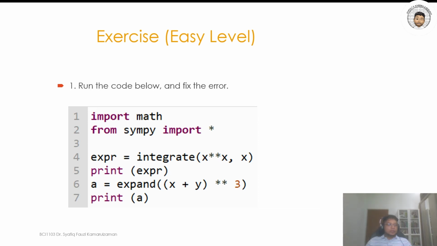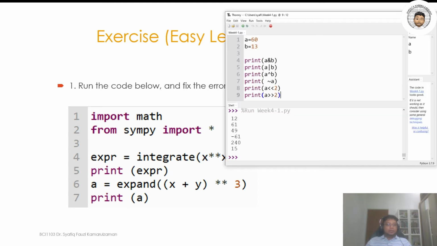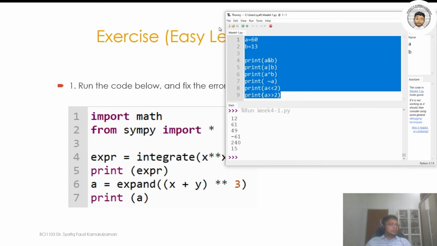You guys can do it or not? Simple one. Any problem? Okay, easy. So this one is for integral. Let's do it in Thonny together.